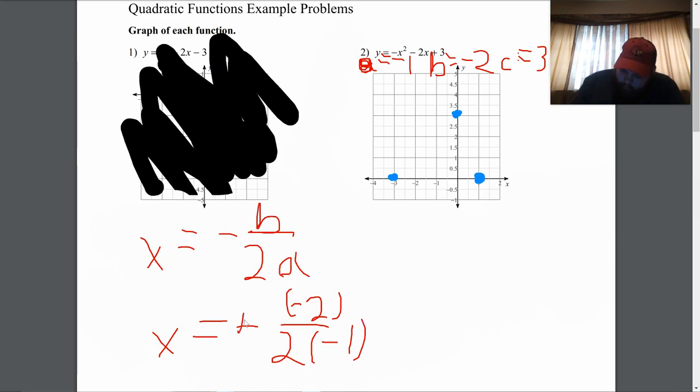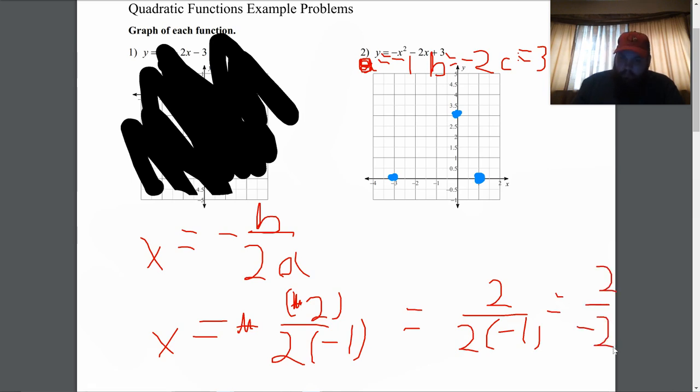And again, we can get rid of these negatives here because they're right next to each other. So double negatives, those just become positive anyways. So we really got here 2 over 2 times negative 1. What's 2 times negative 1? That's negative 2. So this is really 2 over negative 2. And 2 divided by negative 2, what's 2 divided by 2? That's 1. But we got 1 positive, 1 negative in this case, so we really have negative 1. So our axis of symmetry, I'm going to put AOS, is at negative 1.